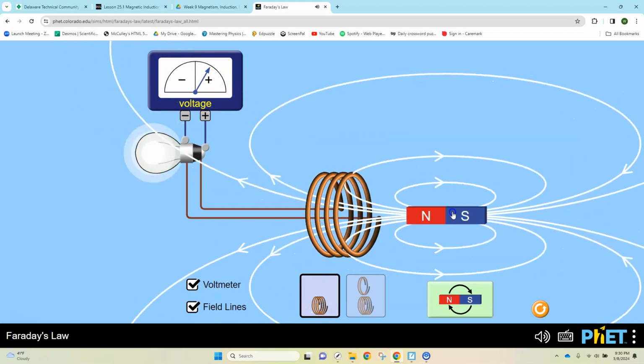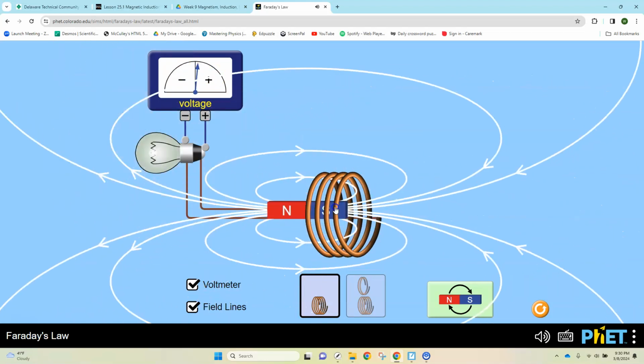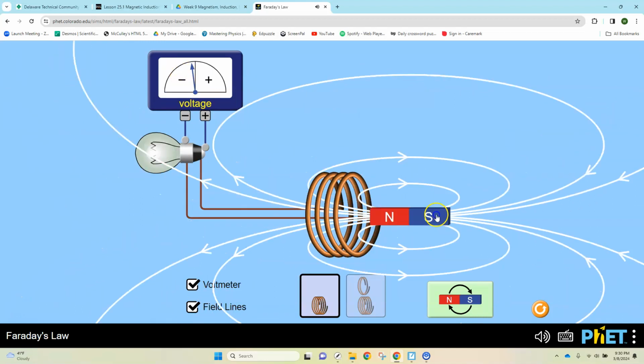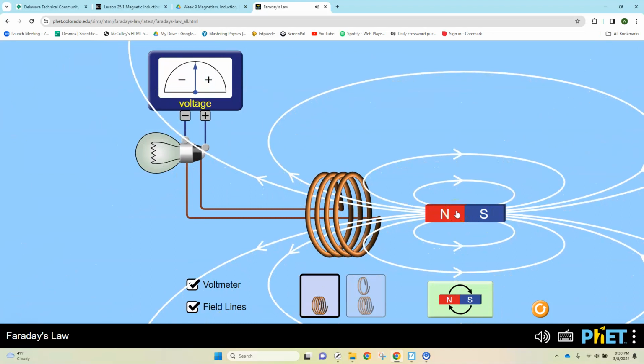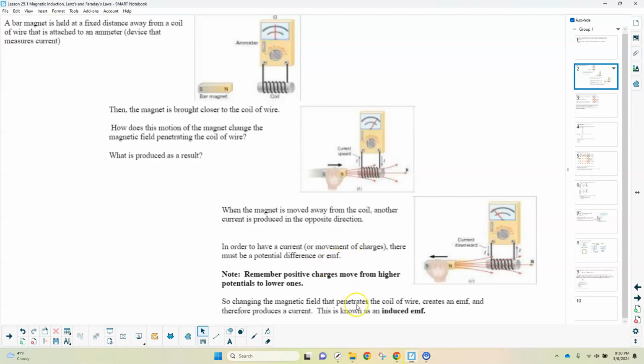I'll do that again. The faster I do it, the bigger the induced current and the bigger the induced EMF, because the light bulb has some fixed resistance. We can also change the polarity. If I just click and flip the magnet back and forth, you can see that there's a voltage and current produced. That's just the actual thing that this diagram is trying to show, in an example.